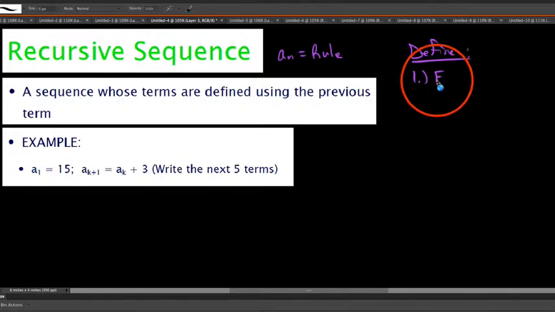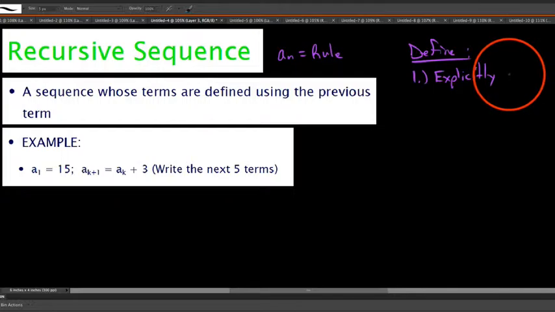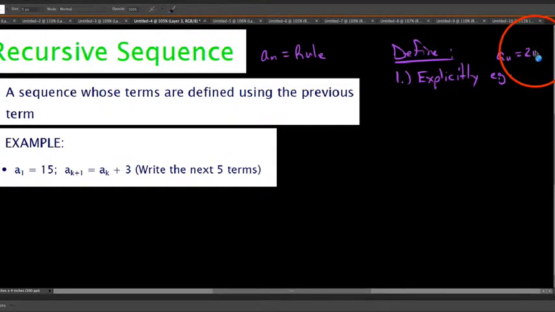One is explicitly. For example, this would be a sub n equals 2n plus 1. That's a pretty boring rule, but that would be explicitly defined because I could explicitly tell you, you plug in 1, then I would get 2 times 1 plus 1, which is 3. But explicitly, that's what you get. The other way of doing it is recursively.